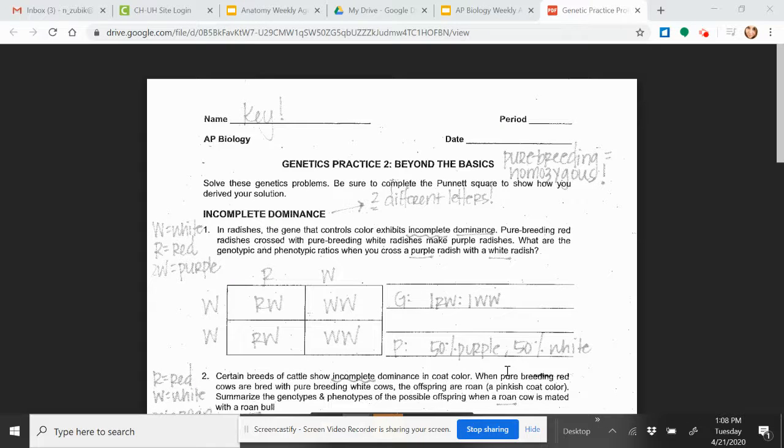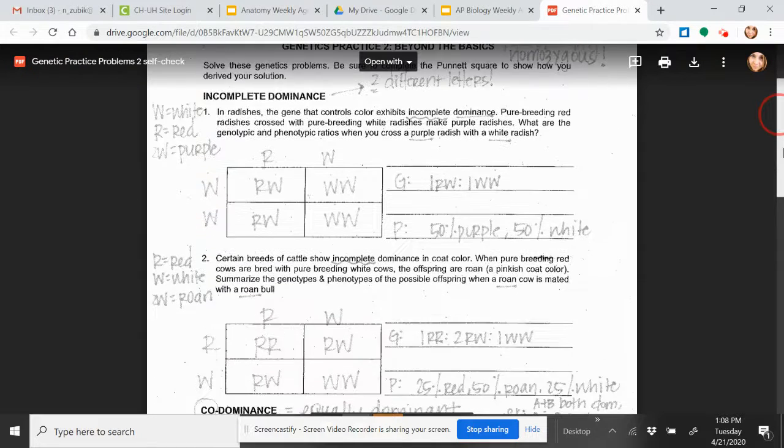All right, folks, we're going to go over our second set of practice problems. So this is non-Mendelian genetics. We're going to start with incomplete dominance. So as it sounds, it's incomplete dominance. So we're going to use two different letters because neither is completely dominant.